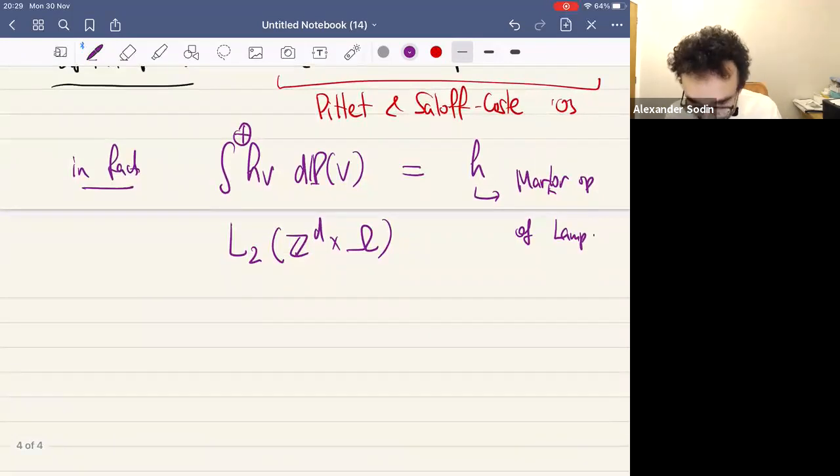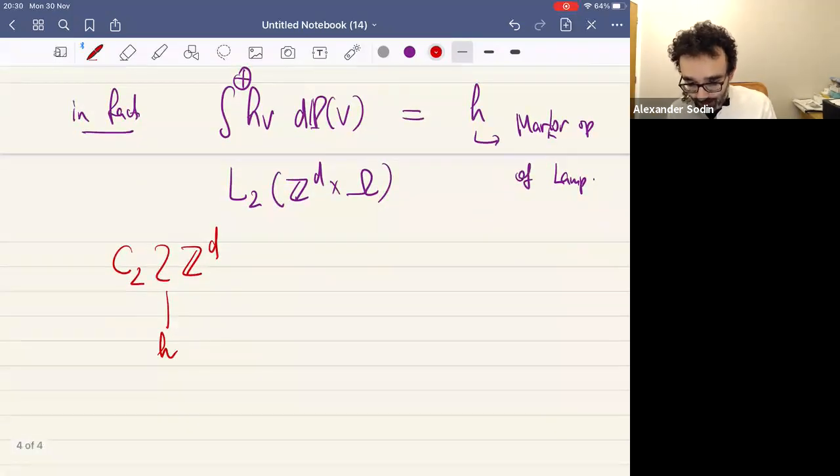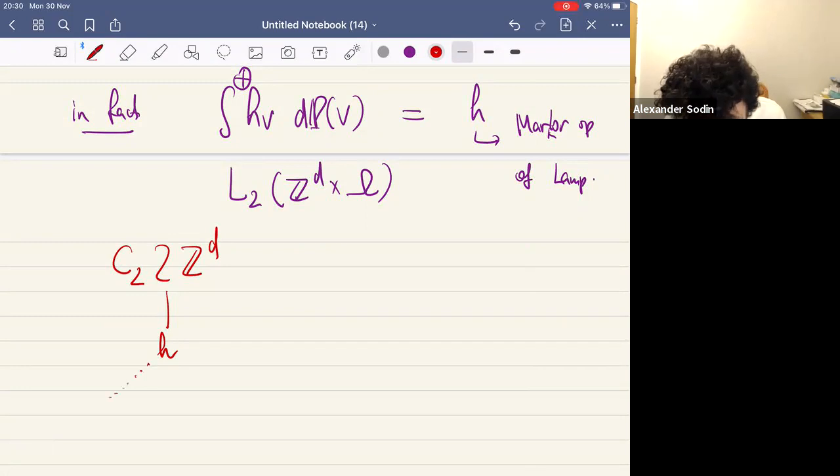In other words, we have the following commutative diagram. We have this group, the wreath product of C2 and Z^d, corresponding to which we have the Markov transition operator on the Cayley graph. And if we decompose it into irreducible representations, we get to the realizations of the Anderson model.